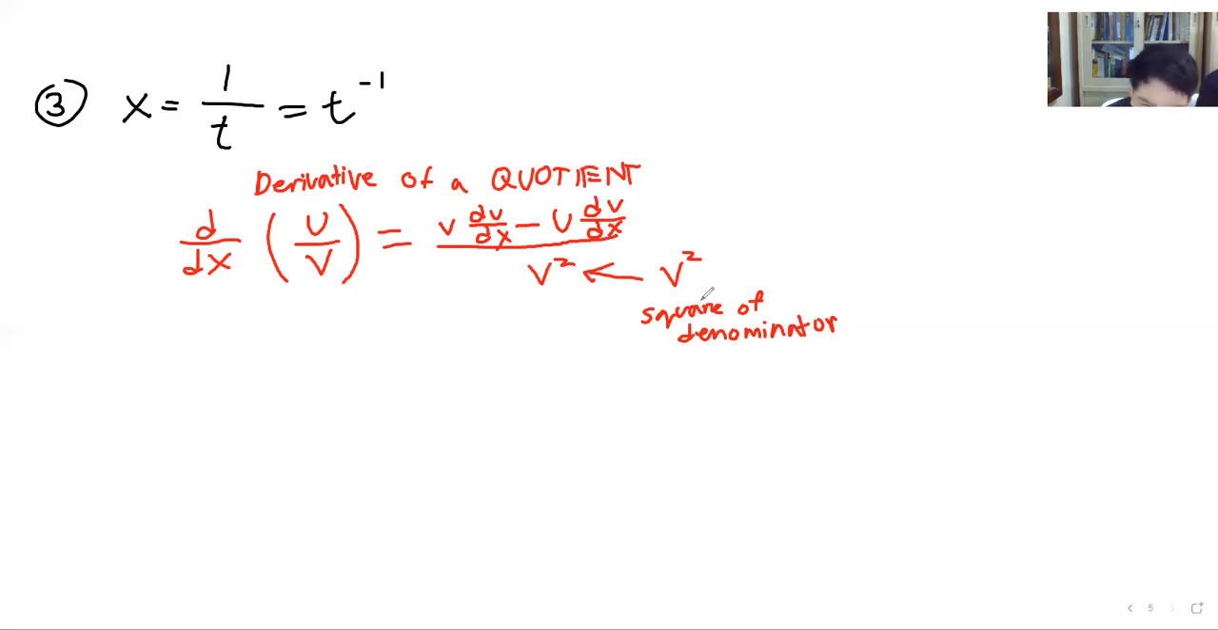So what do we mean by this? Here, v times du over dx means the denominator, which is v, times the derivative of u with respect to x. What's u? The numerator. So all in all, it's the denominator times the derivative of the numerator, minus the numerator times the derivative of the denominator, all over the square of the denominator. Okay, so we can start solving like that.